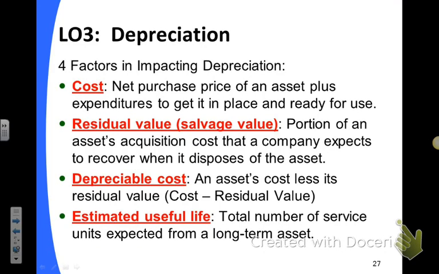So we're going to talk about depreciation today. These 4 factors go into making our estimates for depreciation: the cost, the residual value, the depreciable cost, and the estimated useful life of the asset.